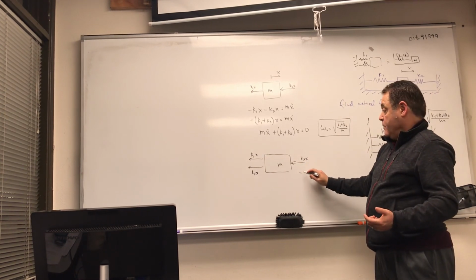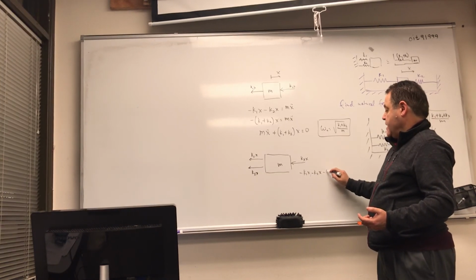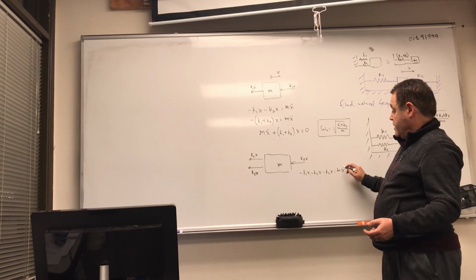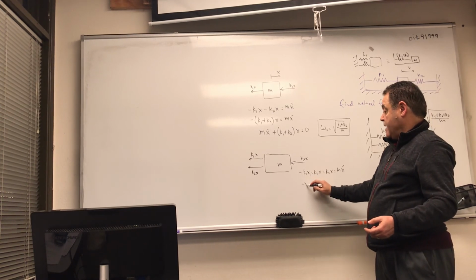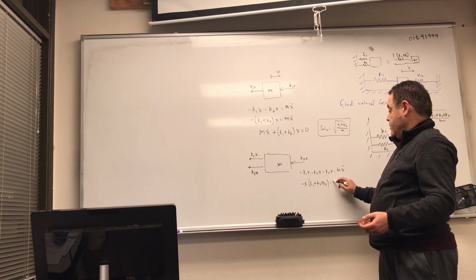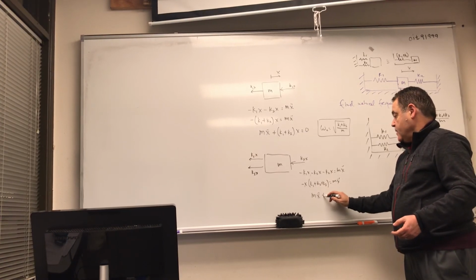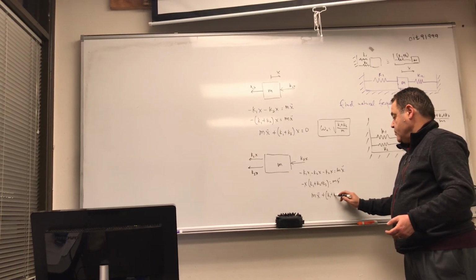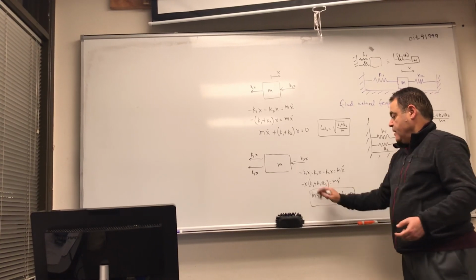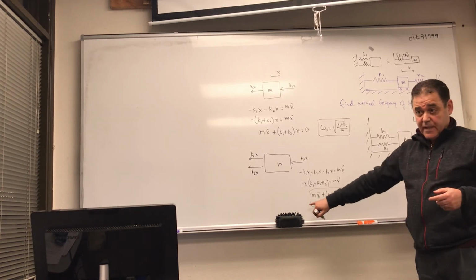So what am I going to have? Sum of the forces: minus K1x minus K2x minus K3x equal to mass times acceleration. Here, the same thing, you factor minus x, K1 plus K2 plus K3 equal to m x dot dot. Now you write it in this form: m x dot dot plus K1 plus K2 plus K3 times x is equal to 0. And from here, remember, the frequency is the square root of whatever multiplies x divided by m, that's omega n.